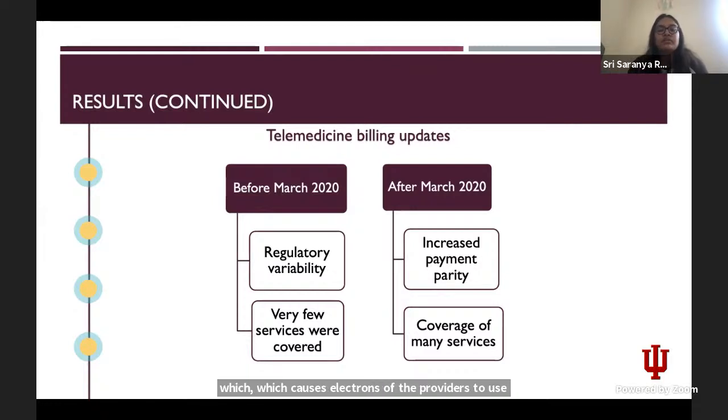But after the advent of COVID, the government relaxed the regulations, and the policymakers just relaxed it a bit, and there was increased payment equality, and also many services were covered, including new patient visits and all that. And even the private commercial payers, like the big ones, United Healthcare and Medicaid and everyone, and Blue Cross Blue Shield, they increased their coverage to enhance the care.